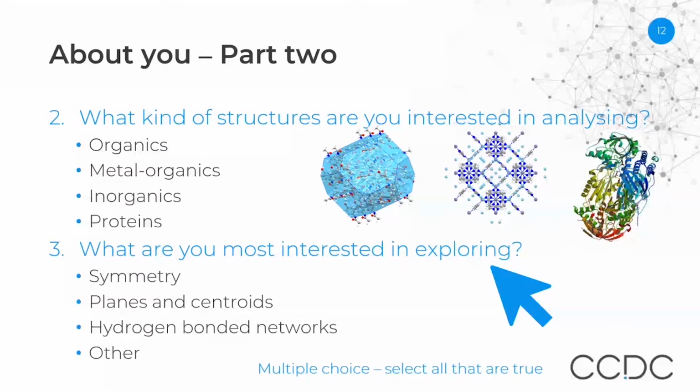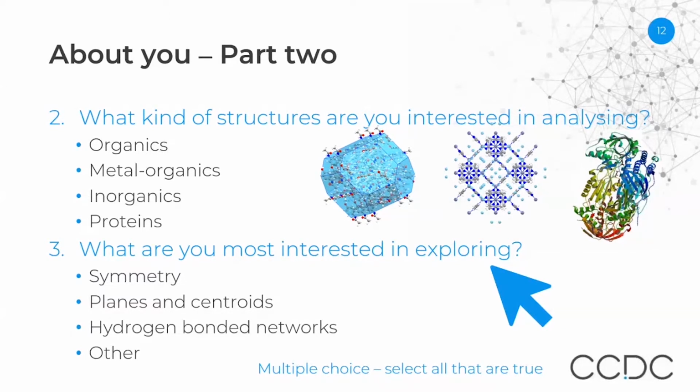So now we've reminded ourselves of what's in the CSD, we want to find out a bit more information about you. So you should see our second poll of today, asking what kind of structures you're interested in analysing and what aspects of structures you want to explore the most. You should have those 2 questions on MS Teams now. Are you interested in analysing organics, metal organics, inorganics or proteins? And what are you most interested in exploring? Symmetry, planes, centroids, hydrogen bonded networks, or other?